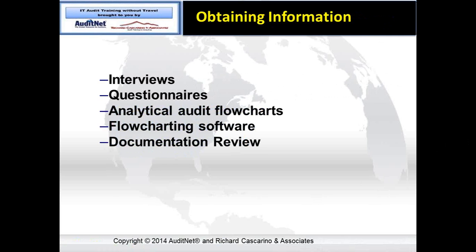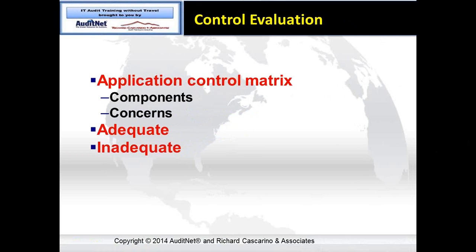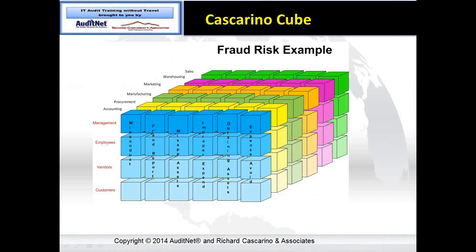For evaluation, we can do application control matrices, looking at control concerns and components to determine whether the control environment is adequate or inadequate, and whether it's effectively controlled or not. Just to give you an idea, this is a technique I developed, which has become known as the Cascarino cube. And this is a fraud risk example.